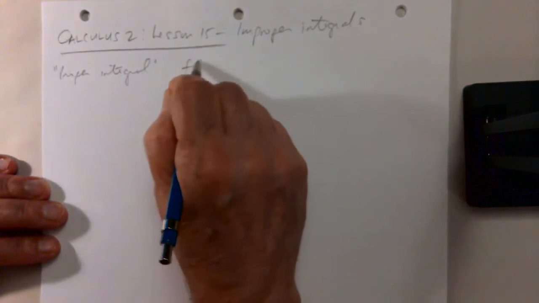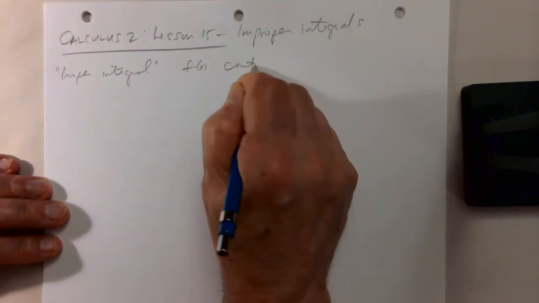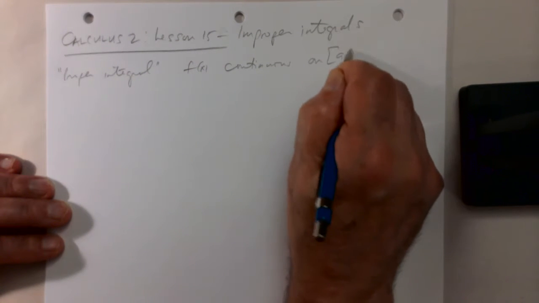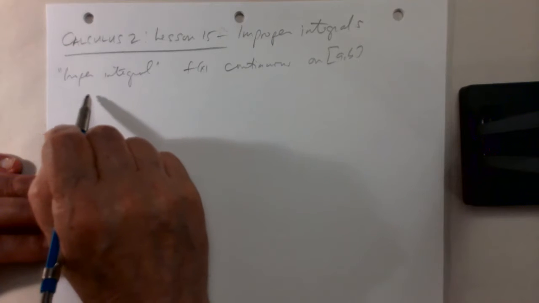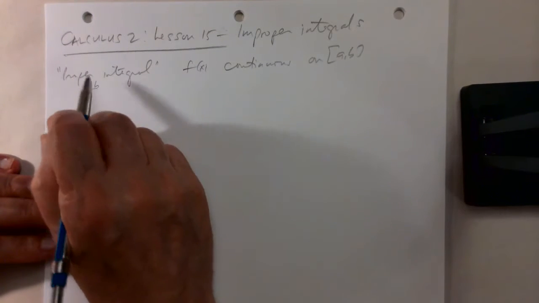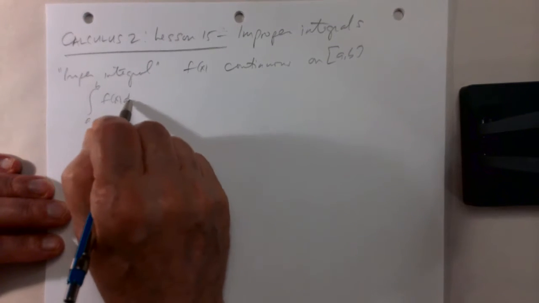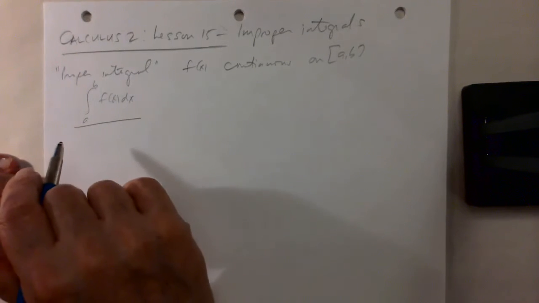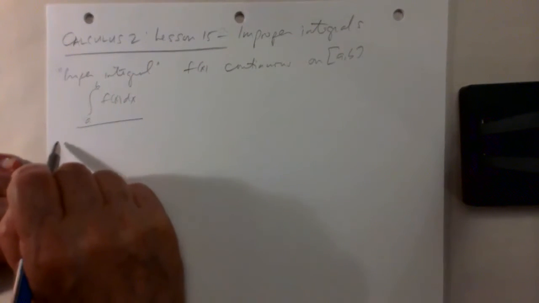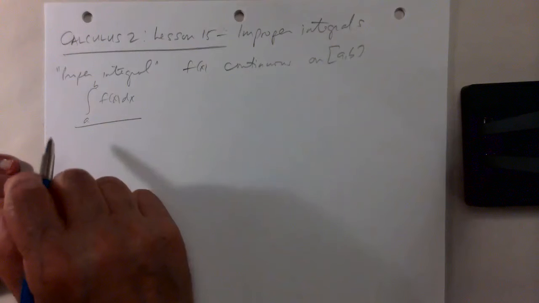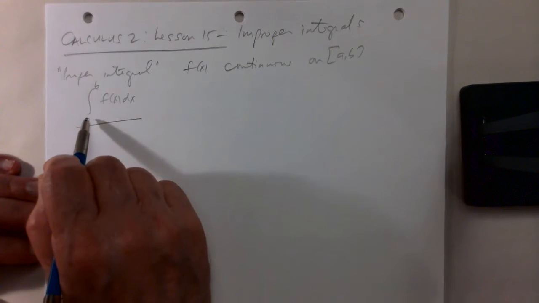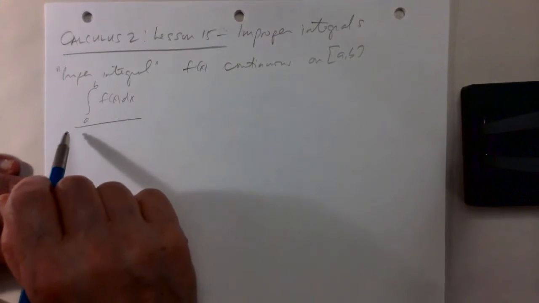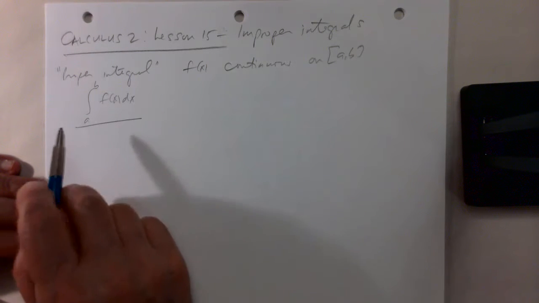We have a function f of x, which is, let's say, continuous on the closed interval from a to b. And we consider the integral from a to b of f of x dx. That's an ordinary proper integral. One way an integral can be improper is if the limits of integration, the interval over which you're integrating, is infinite.